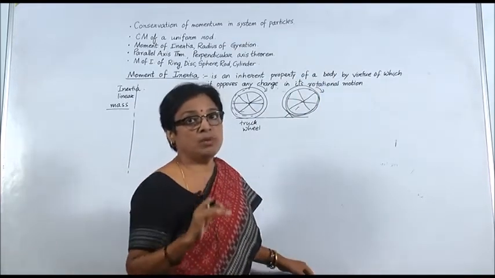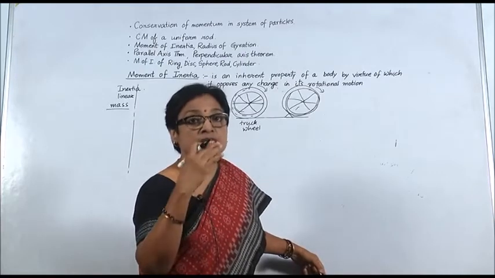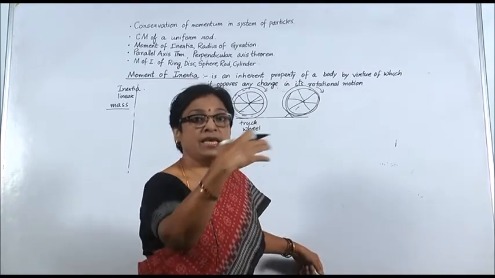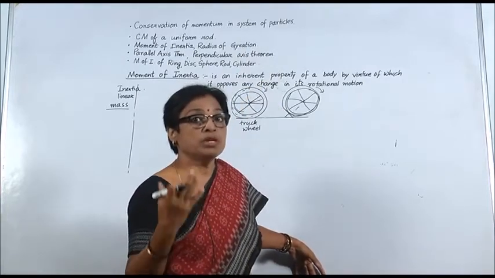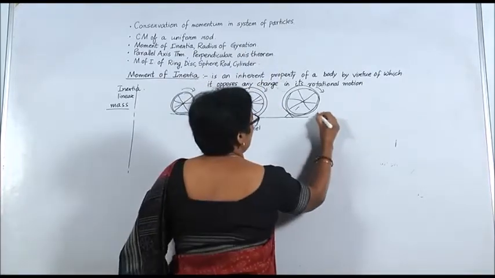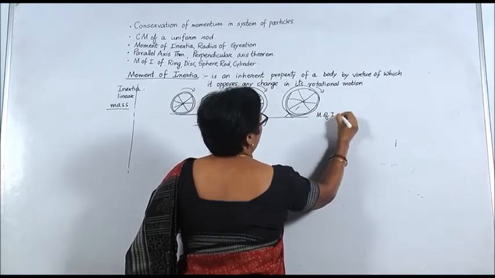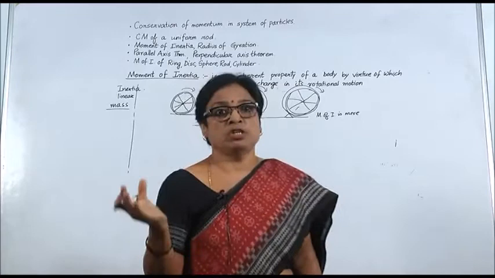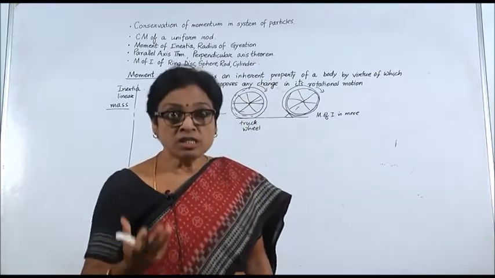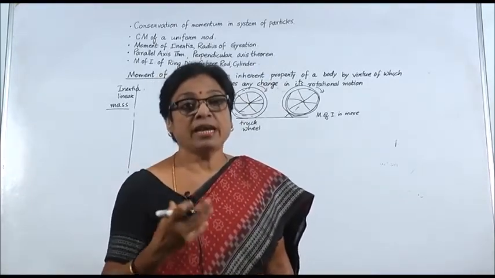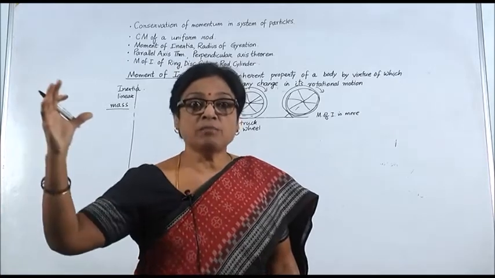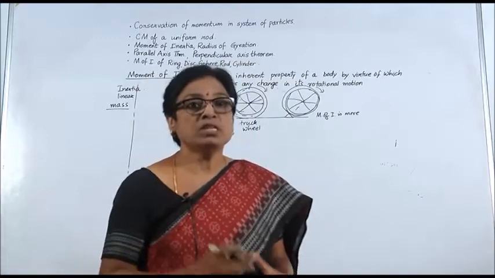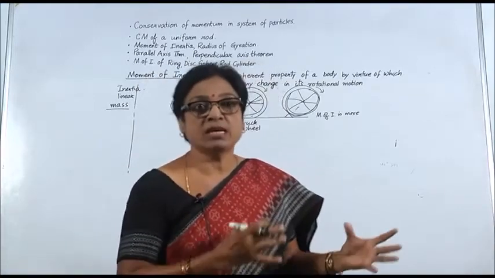It continues, its property of continuation, it keeps rotating. That means its moment of inertia is more. So here the moment of inertia is more. So if you can change it, moment of inertia is less. If you cannot change it, if an external agency cannot change it, and it continues its motion, then its moment of inertia is large. But how do we measure and how do we calculate all these things, that we will read.